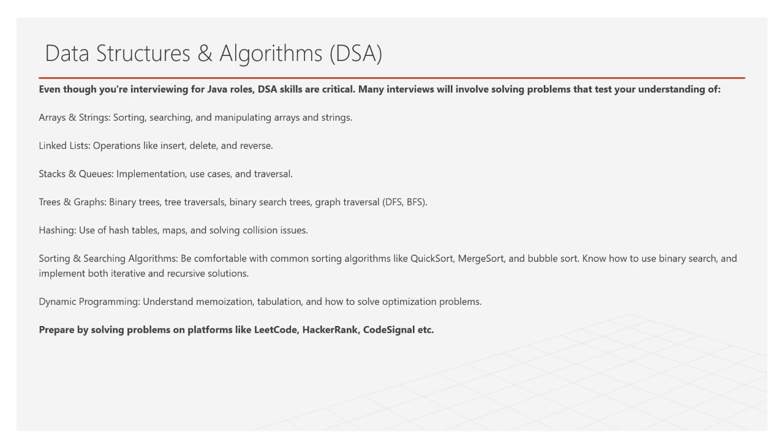So check out arrays, strings, linked list concepts, stack and overflow, how it is implemented, what the usage is, trees, graphs, binary trees, right? You should make use of hashing, understand what hashing is, and how you can solve sorting and searching algorithms, basically quick sort, merge sort, bubble sort, how you have to deal with those, how to use binary search and how to implement the iterative version, all these things, okay.